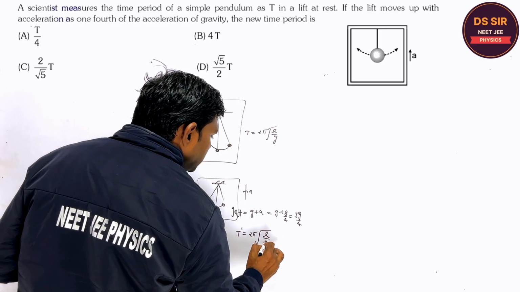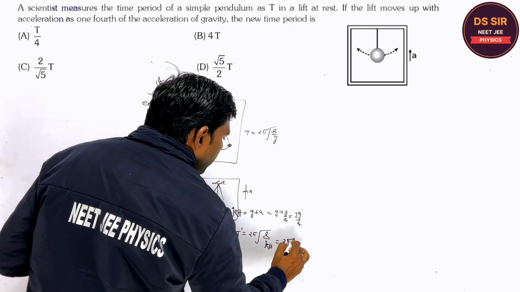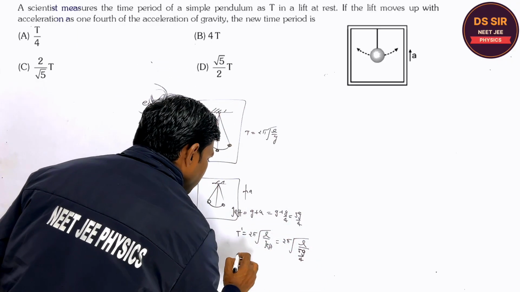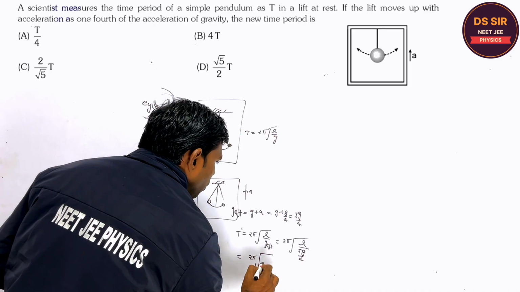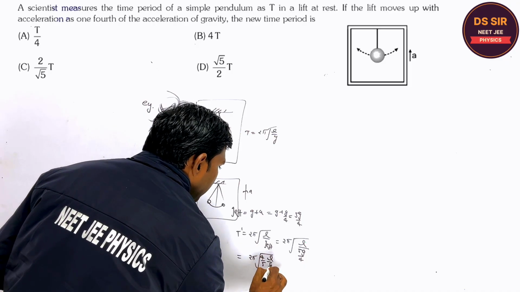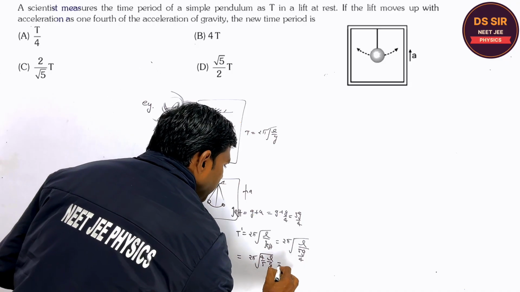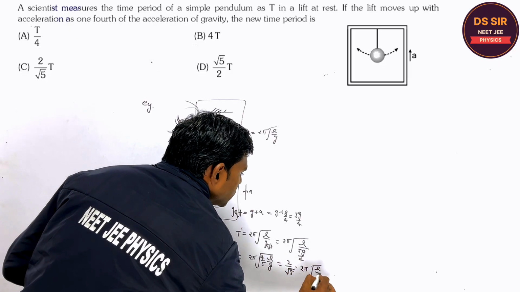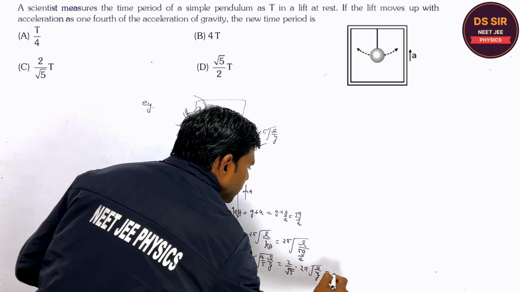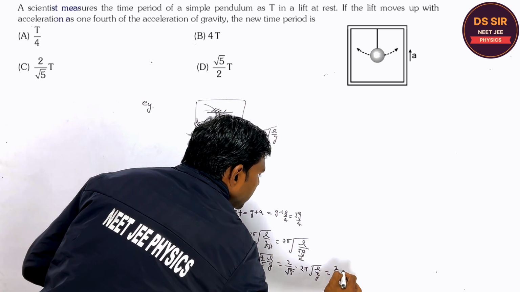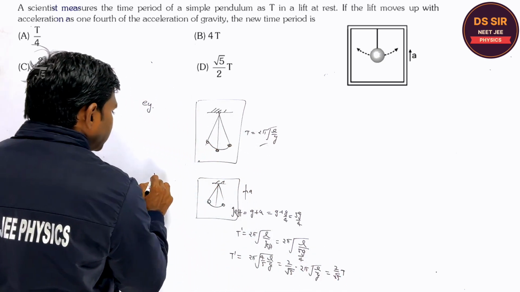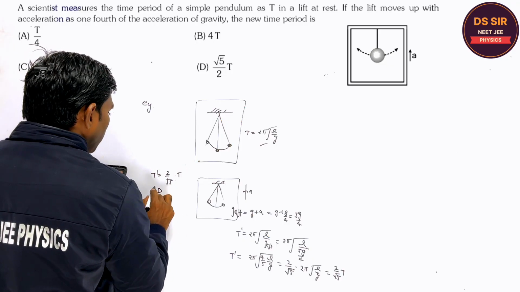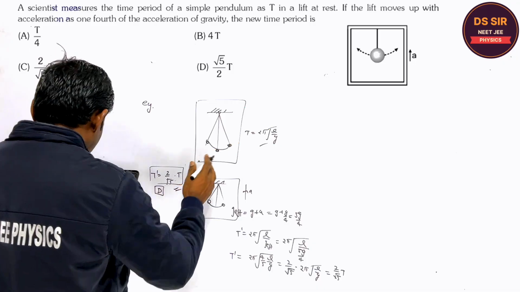2 pi root L upon G effective. So it is 2 pi root L upon 5G by 4. Right. So it is 2 pi root of 4 upon 5 times L upon G. So it may be written as 2 upon root 5 multiplied by 2 pi root L upon G, and this is equal to T. So 2 upon root 5 into T. So what will be the T dash then? 2 upon root 5 into T. So the D option is the correct option.